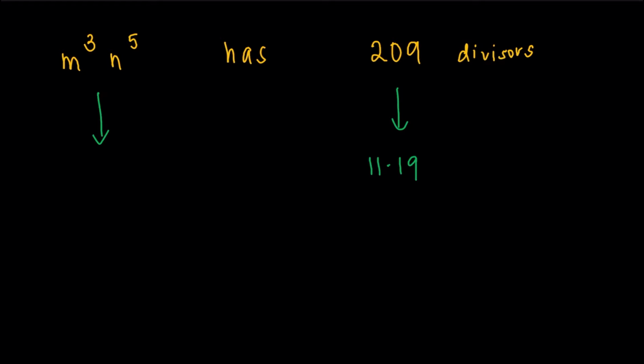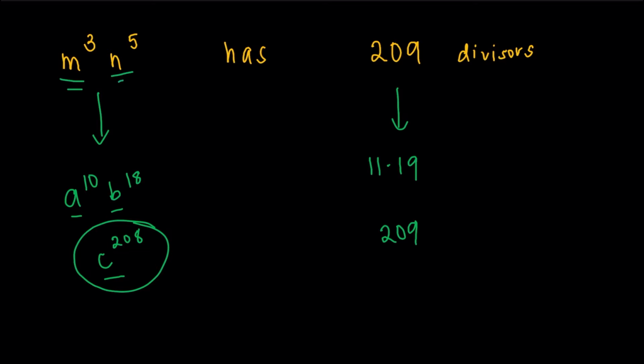So the 11 times 19 suggests that the prime factorization of m cubed n to the fifth is going to be something like a raised to 10, then b raised to 18. Now, obviously, there is another possibility where 209 comes from c raised to 208, a certain prime number raised to 208. By the way, a, b, c are prime numbers. But c raised to 208 is impossible because m and n are relatively prime, so they can't be the same prime number. So it's going to be the 11 times 19 case.